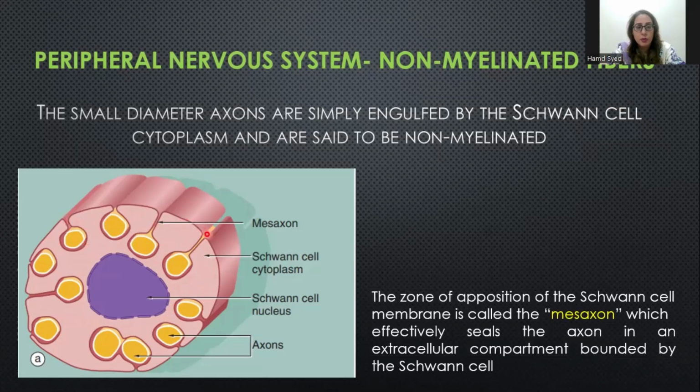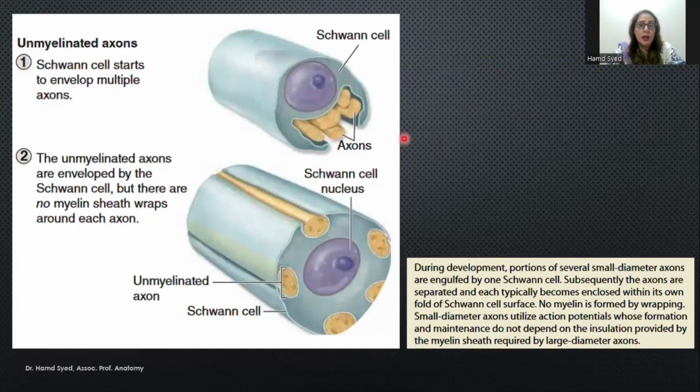The zone of apposition of the two adjacent membranes of each Schwann cell is known as the mesaxon. This effectively seals the axon in an extracellular compartment which is bounded by the Schwann cell. So unmyelinated axons, you can see over here, are closely associated with the Schwann cell, and they're lying within these troughs or clefts of the Schwann cell.